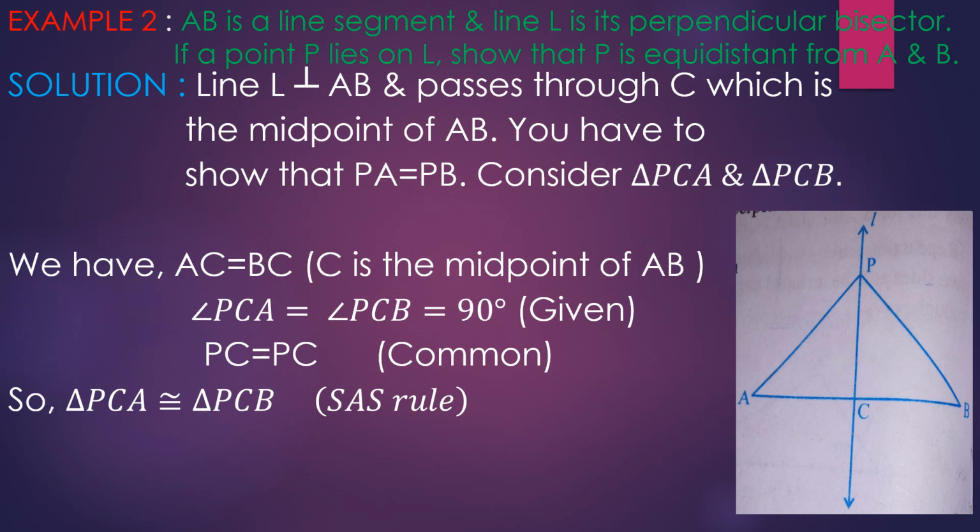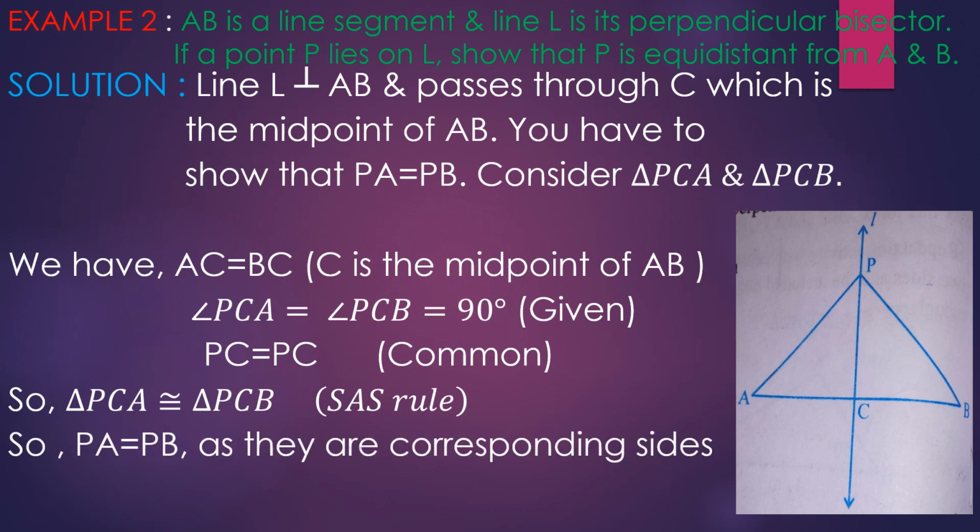hence we prove that triangle PCA is congruent to triangle PCB. So we have proved that PA is equal to PB, as we have already said that they are the corresponding sides of the congruent triangles. Hence we have proved P is equidistant from point A and point B. Thank you.